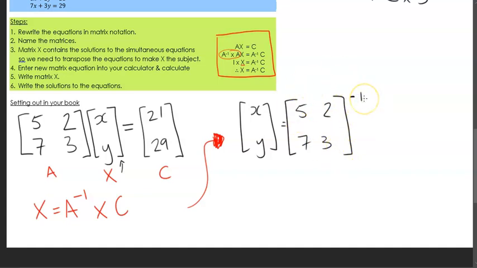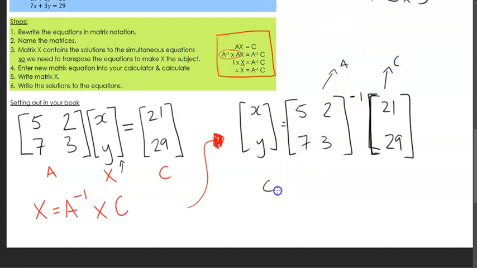And on the calculator, we don't need to calculate this separately. We can just put this straight in. This is just going to be multiplied with matrix C, which is 21, 29. And then all we need to do is establish this in our calculator as matrix A, and this is matrix C. And then in the calculator, we're just going to type A to the power of negative 1 times C, making sure that we establish these two as matrices.